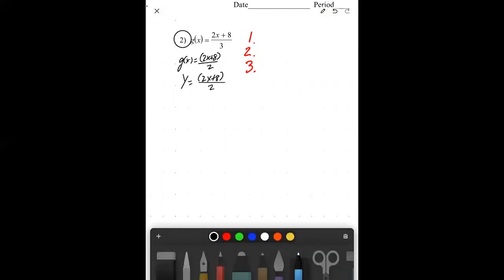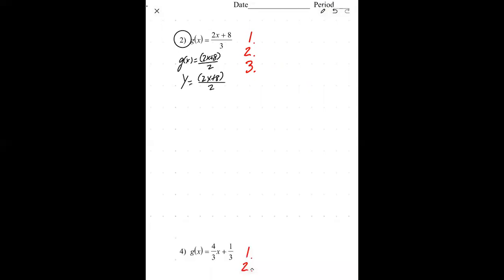And then most teachers teach you to switch the x and the y. So this would be x equals 2y plus 8 divided by 3. Now that you've got that, we're going to try to get y by itself, and we're going to use PEMDAS to help us do that. The very first thing happening inside the parentheses is we're multiplying the y by 2. The second thing we're doing is adding 8 to y.